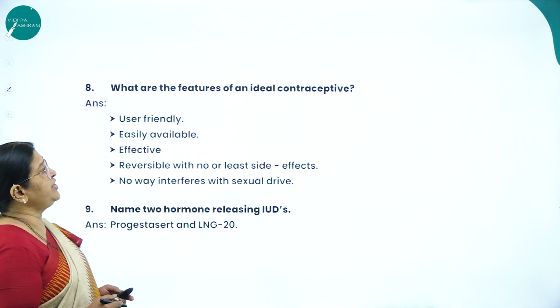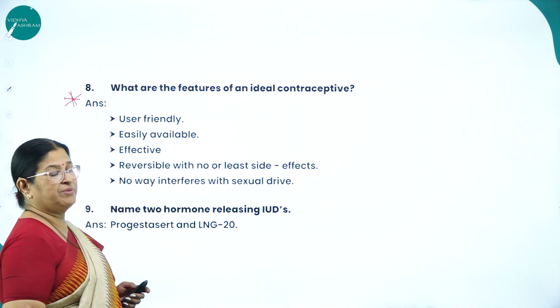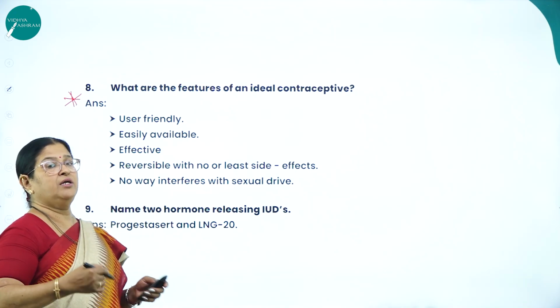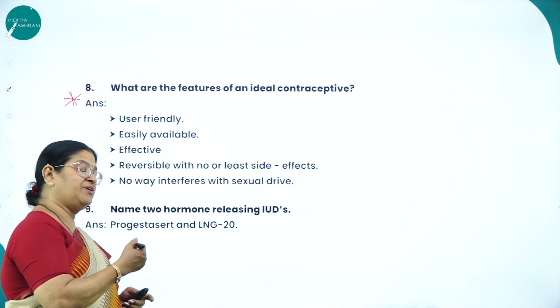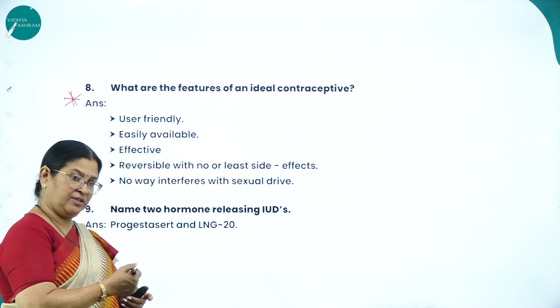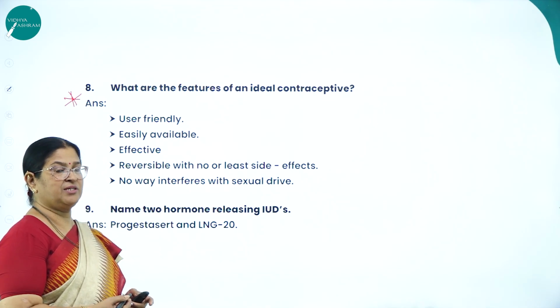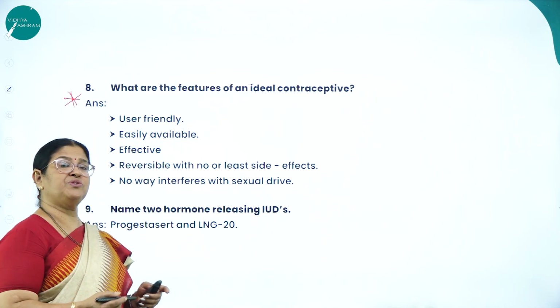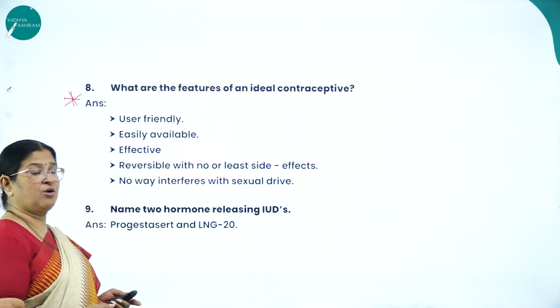Next, what are the features of an ideal contraceptive? This is also a very important question from the examination point of view. This is the most probable question. As I keep repeatedly telling, the questions I have discussed in this particular session of the revision class for chapter 3 of your second PUC biology syllabus, that is reproductive health, are the ones which are repeatedly asked. So what are the features of an ideal contraceptive?